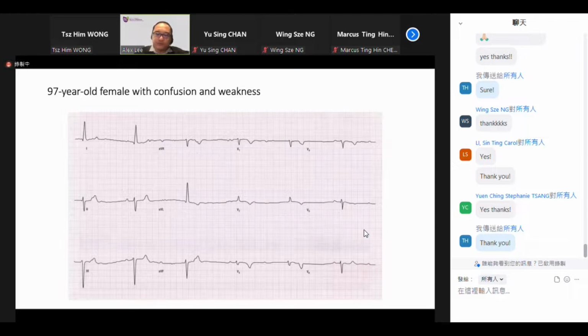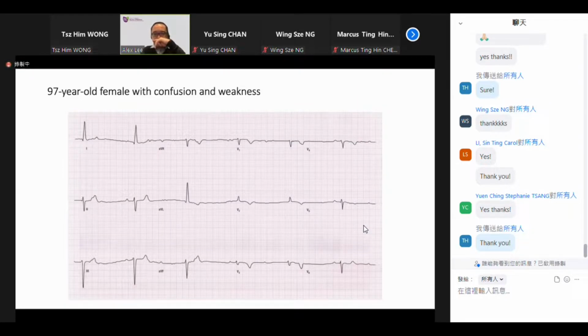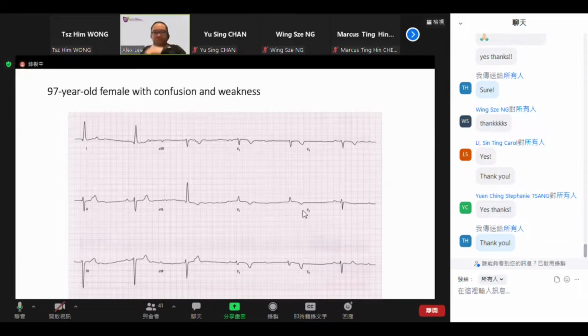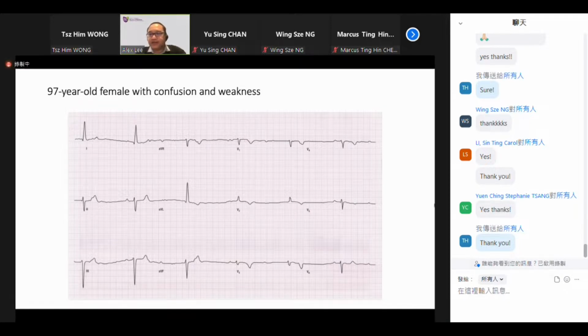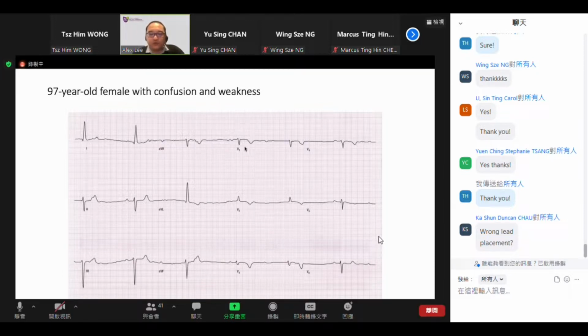So what do you think might explain it? Suddenly this kind of jumping polarity of the QRS complex, from negative to positive to neutral, and then negative. Okay, anyone else want to make a guess? Wrong placement, yes. So probably wrong placement. Otherwise, you shouldn't see something like this.